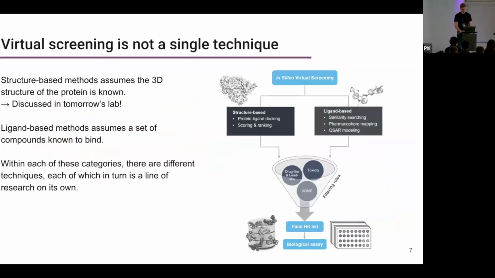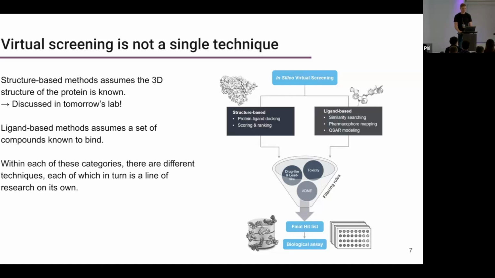Okay. So then virtual screening. I explained the intuition behind virtual screening, but here again, there's a lot of complexity and nuance. Virtual screening is not a single technique. At a high level, there are two categories, the first being structure-based virtual screening, which you should hear more about in tomorrow's lab. The assumption that structure-based virtual screening makes is that you know the 3D structure of the protein beforehand.